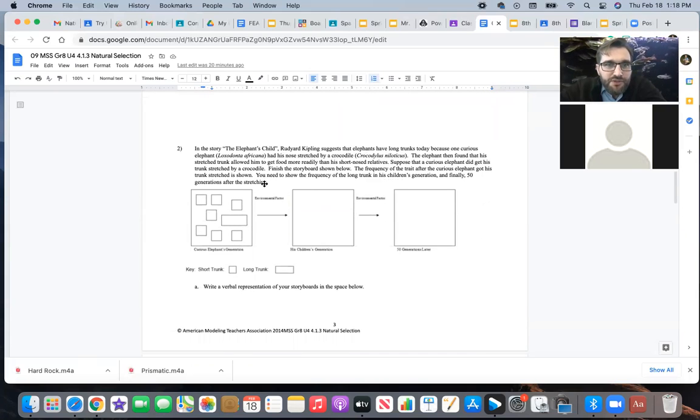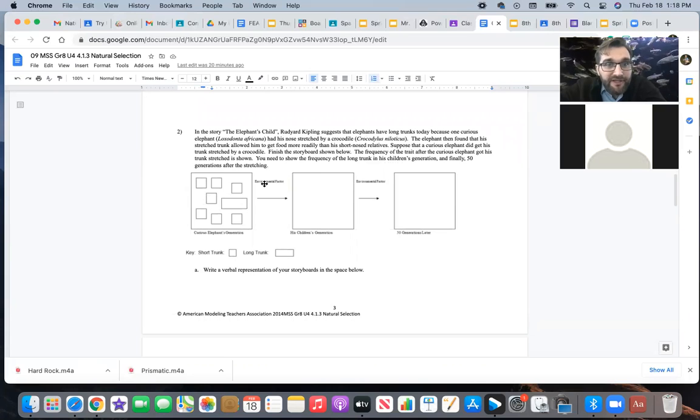Number 2 is talking about a Rudyard Kipling short story about the elephant's child, and it's talking about long trunks versus short trunks. It's wanting to know, in this scenario, what's going to happen with this population of elephants if a crocodile reaches up, grabs hold of the trunk of one of the short trunked elephants, and stretches it out. Now we've got one in the population that has a long trunk and all of the rest have short trunks. What do you think might happen each generation?